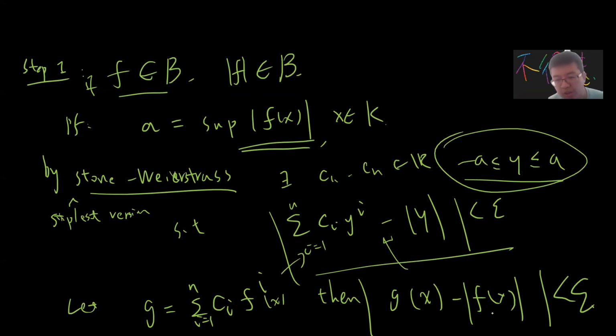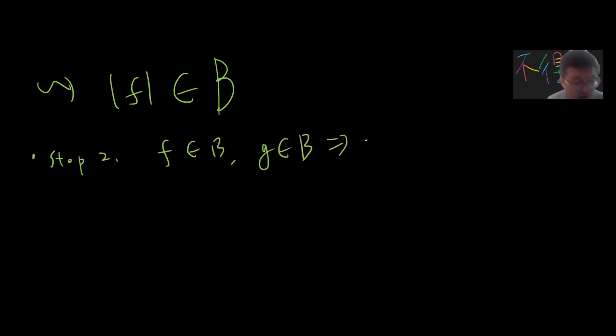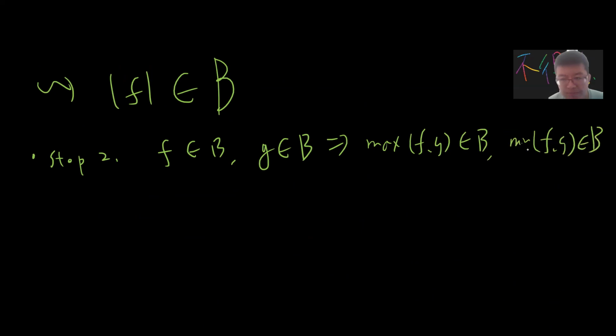Because now I know that B is uniformly closed, the absolute value of f will belong to B. Okay, step 2: if f belongs to B and g belongs to B, then the max of f and g belongs to B, and the min of f and g belongs to B.